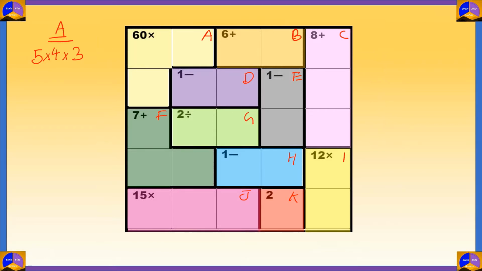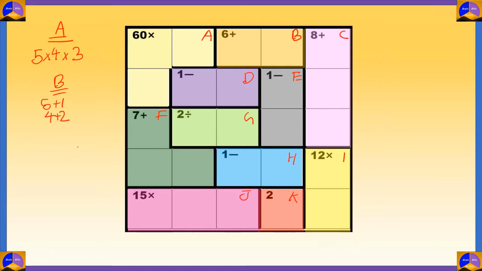Now, let's look at cage B. In this cage, there are 2 cells and the operation is addition. After adding, our result must be 6. So, the options are 5 plus 1 and 4 plus 2. We can't use 3 plus 3 because then it will repeat 3 in the same row.